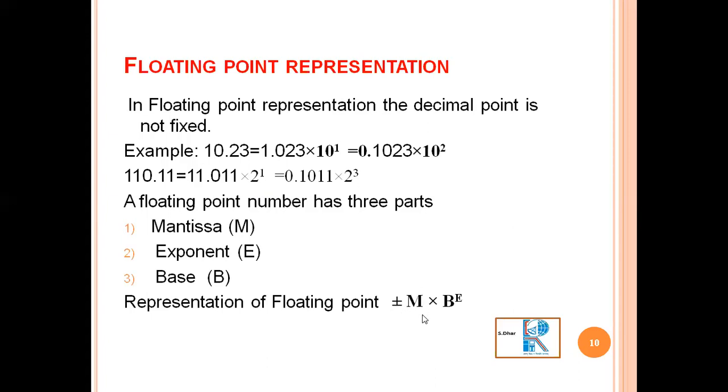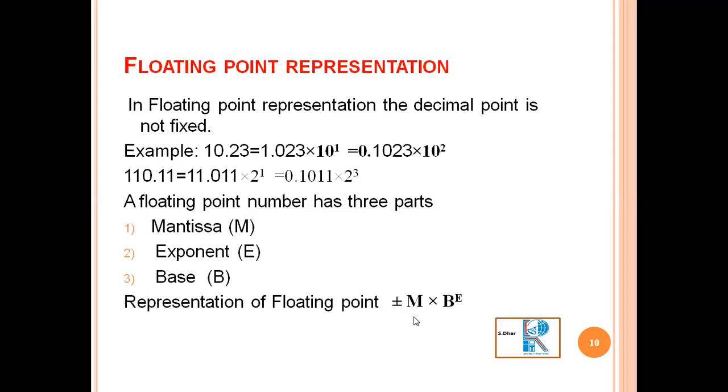So into mantissa. Mantissa means this part of the number. This is a mantissa. Here 1.023 is a mantissa. 0.1023 is the mantissa. All are called the mantissa. So this part is the mantissa. We multiply it with the base. Base here is 10 for decimal. For binary it will be 2 to the power exponent. What is exponent? Here the exponent is 1. Here the exponent is 2. In this case, exponent is 1. In this case, the exponent is 3.